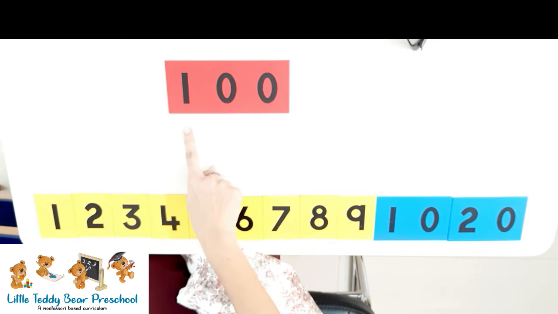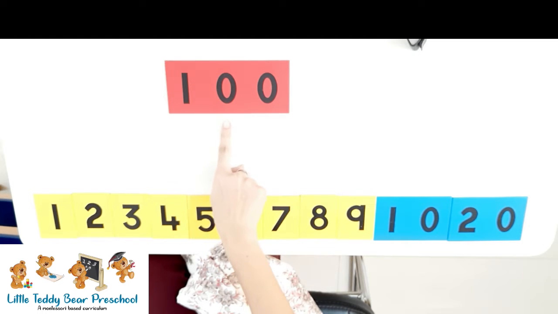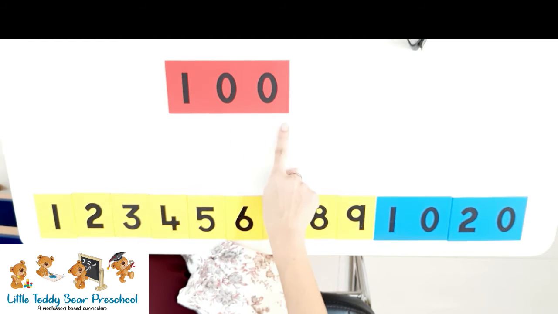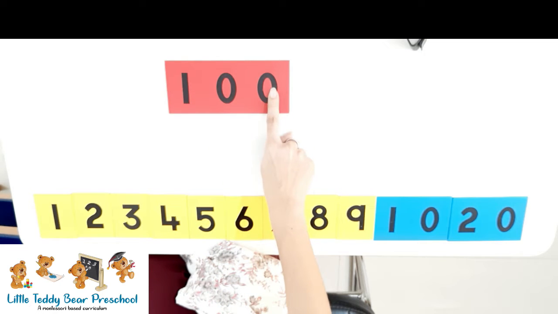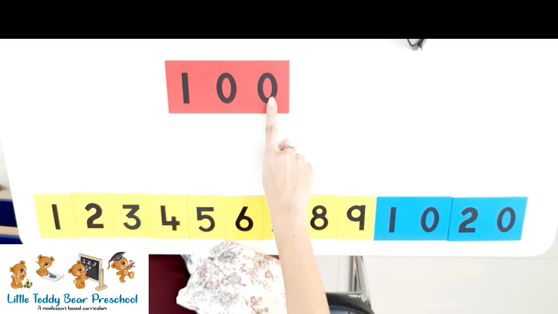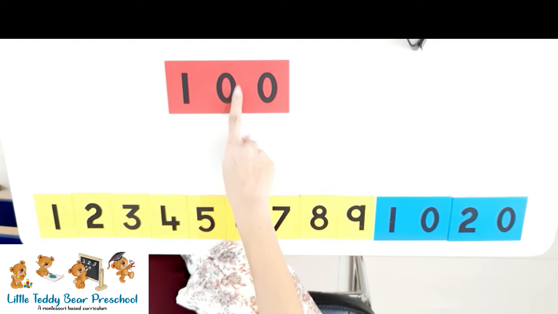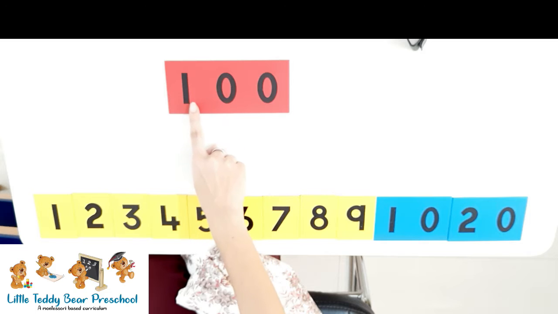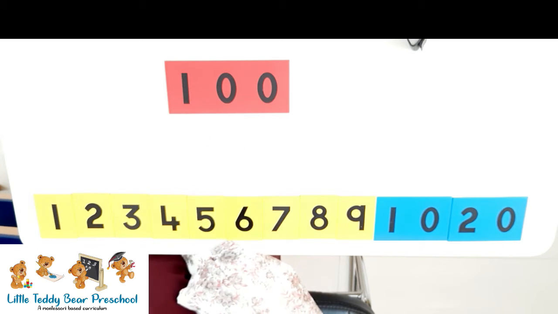This is the number 100. This is units place, tens place, hundreds place. Units place we have the number 0. Tens place we have the number 0. Hundreds place we have the number 1. So let us put 100.